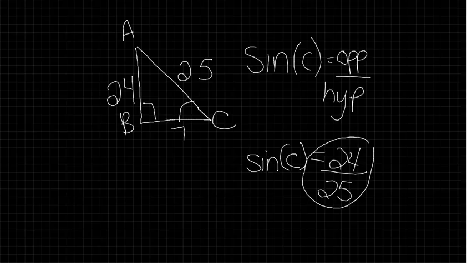So that is how you find sine, and let's just go back and look at the original definition. So again, with any angle, we're always looking for the opposite over the hypotenuse. Okay, so remember that when we're looking for sine of an angle within a right triangle.